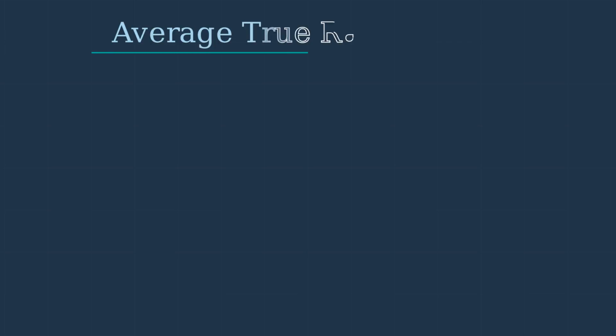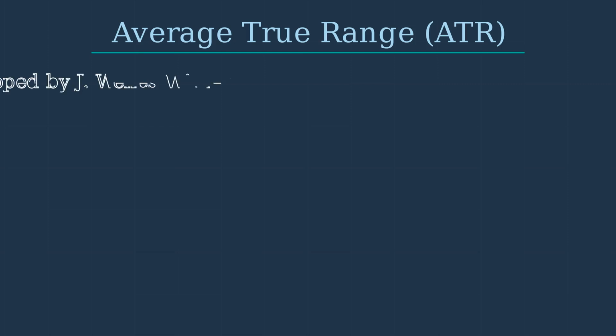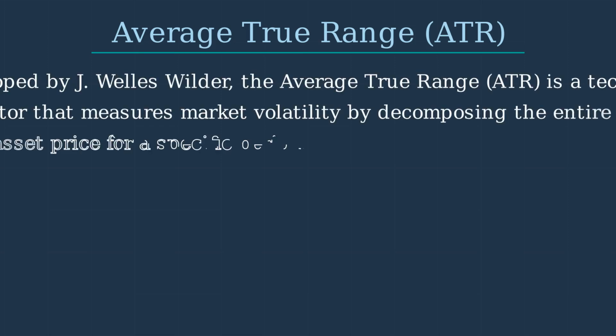The average true range, or ATR, is one of the most widely used volatility indicators in technical analysis. Developed by J. Wells Wilder in his 1978 book, New Concepts in Technical Trading Systems, ATR measures the market volatility by calculating the average range between high and low prices over a specified period.